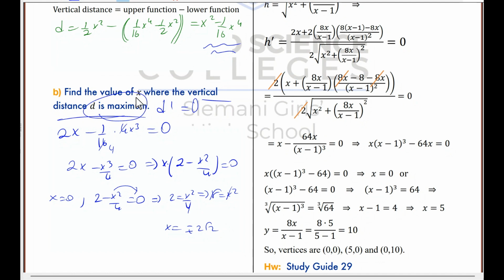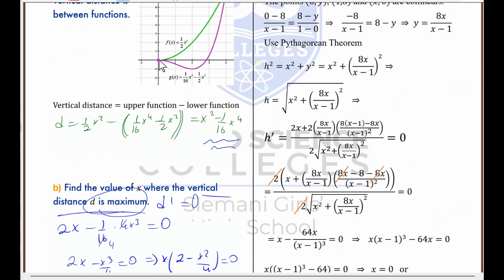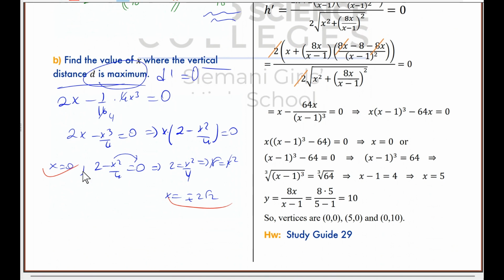We are looking for the value of x where the vertical distance is maximum. We found 3 of them, but which one is true? When you look at the graph, at 0, there is no distance. At negative 2 root of 2, it's on the other side of these two graphs. So this number has nothing to do with these graphs. So our answer must be 2 square root of 2. Maybe somewhere here. Okay. So the answer is positive 2 root of 2 only. So we are done with optimization.